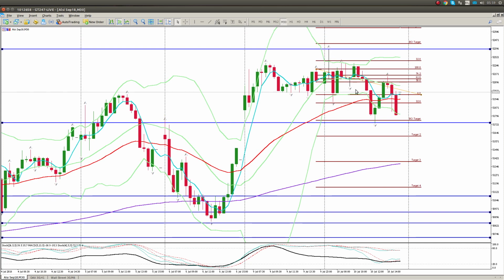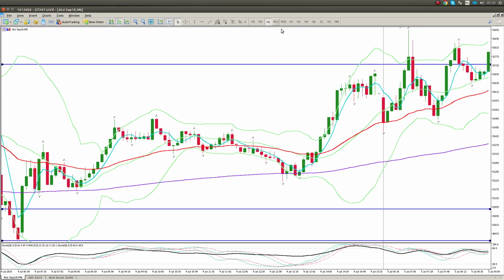Okay, it then turned around and we broke out to the downside and we hit the breakout target. You can see the retracement back to 50 and the pullback. So yeah, I was long for this move here, got out of it. Didn't look like it was going to go anywhere.